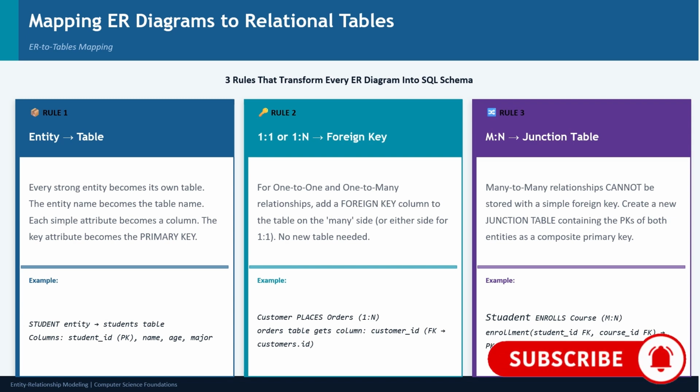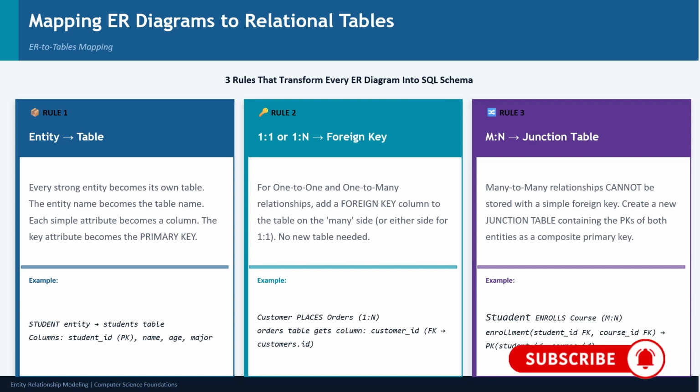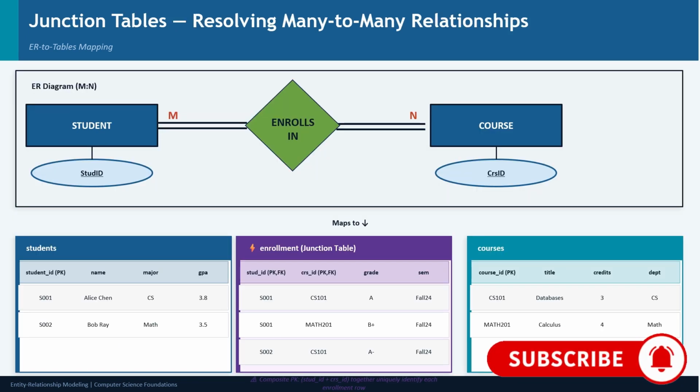This junction table contains the primary keys of both entities as foreign key columns. Together, those two foreign keys form a composite primary key. Three rules. Every ER diagram you'll ever encounter maps through one or more of these. Let's build a junction table together from scratch.